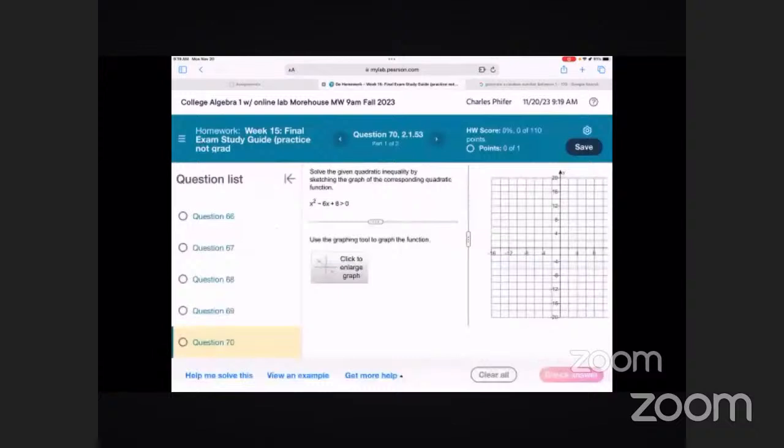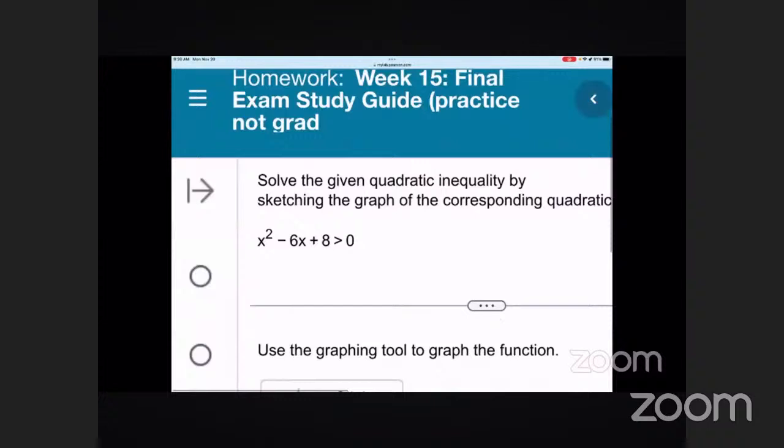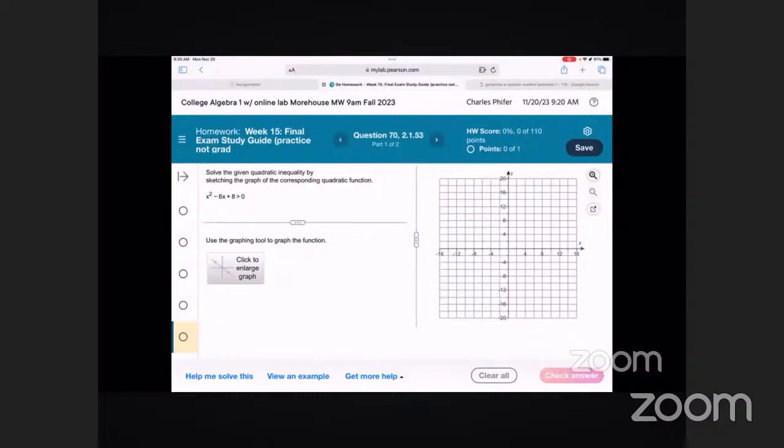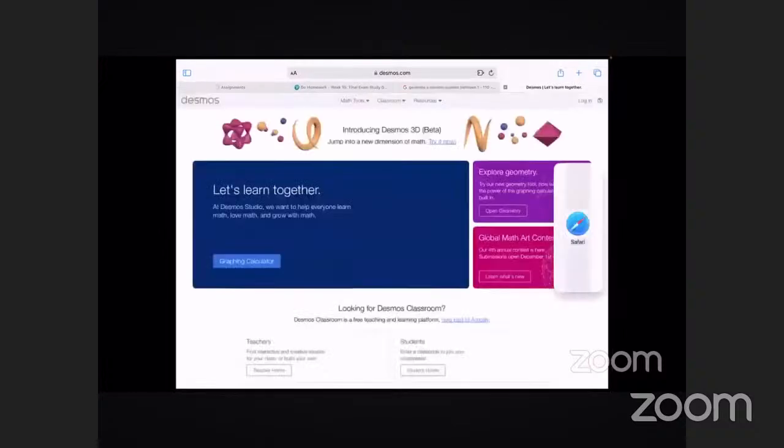Okay. So this one comes from section 2.1, question 53. It says, solve the given quadratic inequality by sketching the graph of the corresponding quadratic function, right? So what this inequality is saying is, when is this quadratic above the x-axis, right? When is it positive? In other words, when is the graph above the x-axis? So all we really have to do is look at the graph. I'm a fan of what some of my students in the past have done, and let's just use Desmos. So let's go to Desmos, and I'm going to break this off so I can have it over to the side, like my mini little calculator.